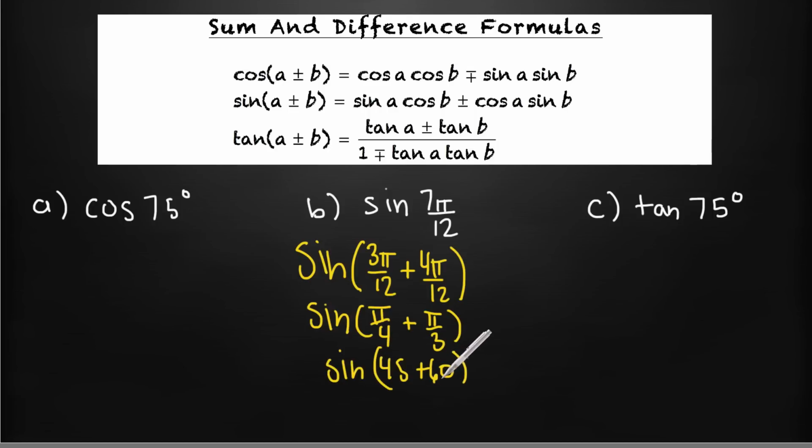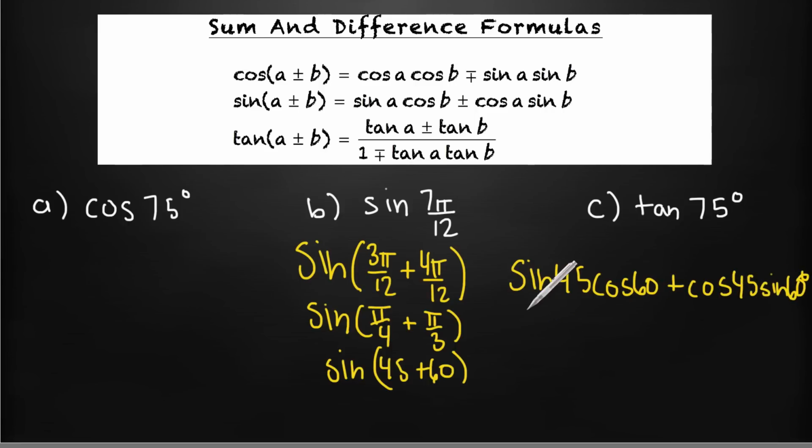So let's see if we can figure out how to use this formula. It's the sine of A plus B is equal to the sine of A cosine B plus cosine A sine of B. So we're going to plug and chug. So sine of A, which is sine of 45, cosine of 60, plus cosine of A, so cosine of 45, and then sine of 60.